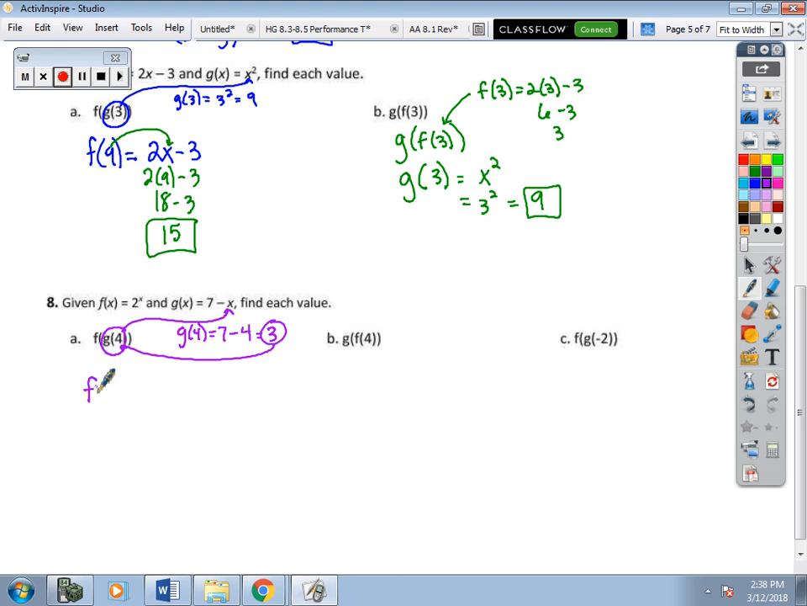So now, instead of f of g of 4, we have f of 3. And now we just need to plug in 3 for x in the f of x function. So 2 to the third power, which will get me 8.